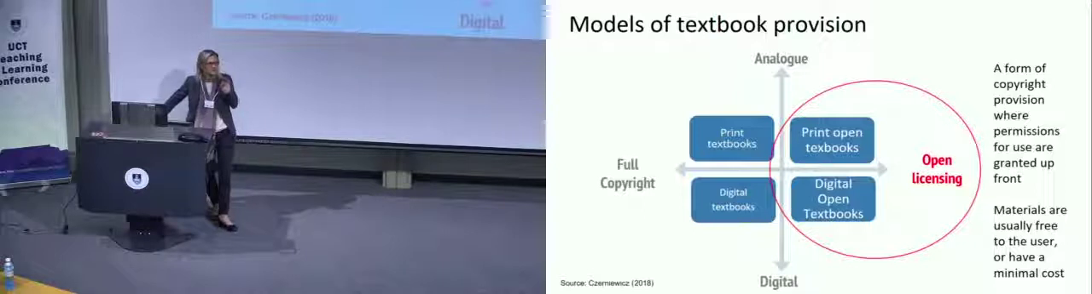And if we look at our traditional models of textbook provision, under full copyright, we have print materials and we have digital materials, e-textbooks at the moment. But they're under full copyright and very expensive. And the other side of this diagram is print open textbooks as well as digital open textbooks using an open license, and therefore enabling the user to use them and providing materials that are free or of minimal cost to the user.